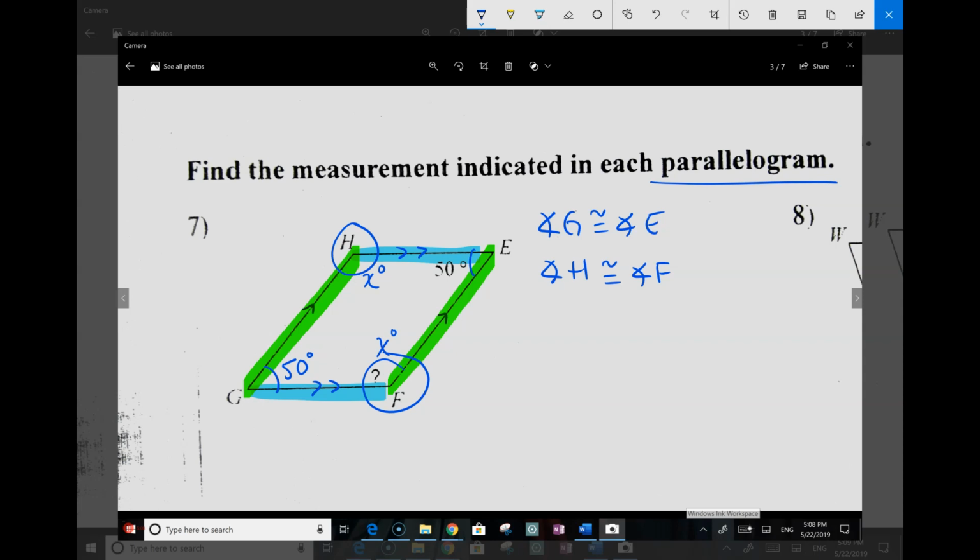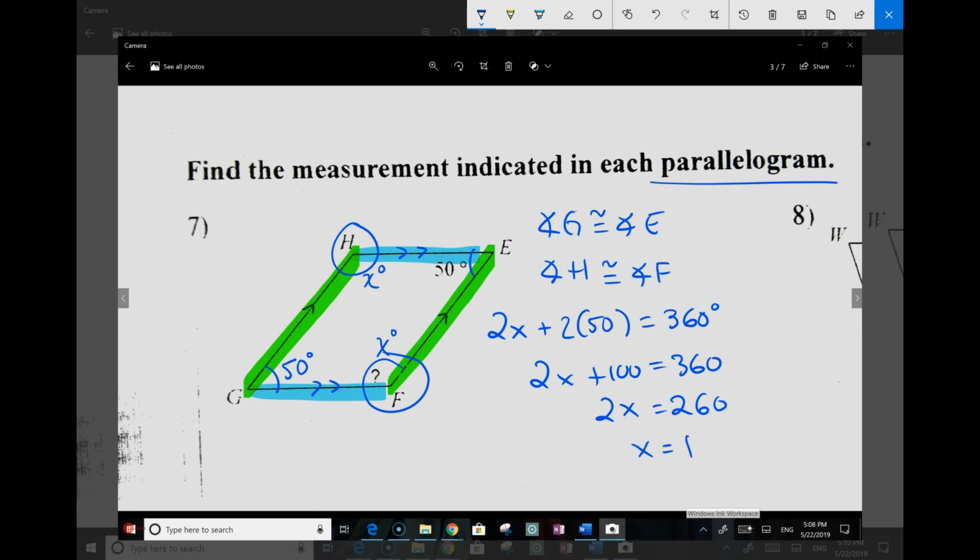And I'm going to say that the two x's combined, or 2x, plus the two 50s combined, together total 360 degrees. And then I just break this down. So it's 2x plus 100 equals 360. When you deduct 100 from 360, you get 260. And that means that x must be 130 degrees.